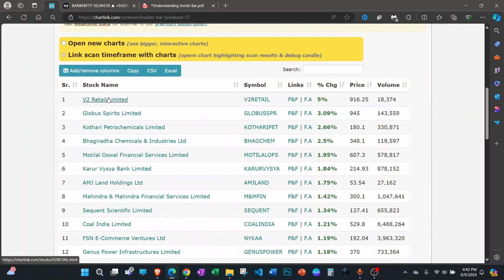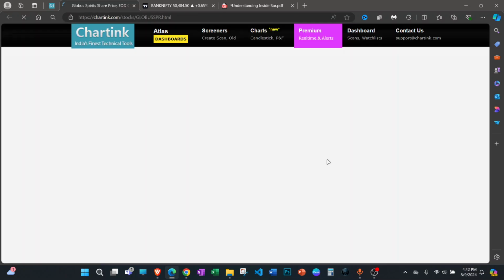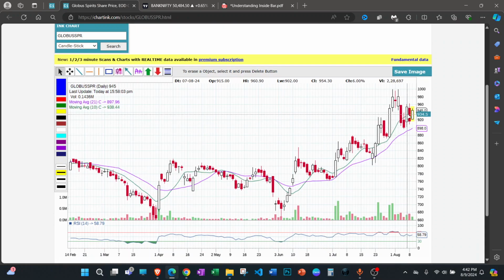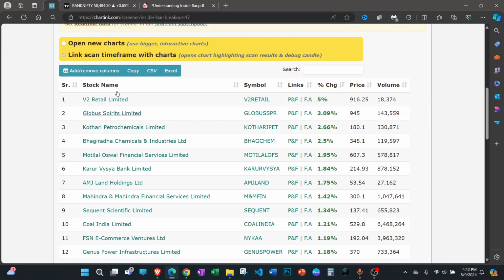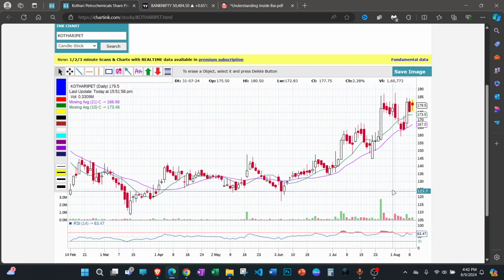So here, this one is a circuit stock, I'll skip it. This is again, you can see inside bars forming. Then we have Kothari Petrochemicals. It's not very accurate, right? It tries to capture what I'm actually looking for. It's not like every single setup would be top notch, but you might find 3-4 good names here.